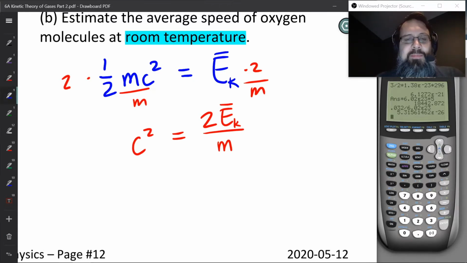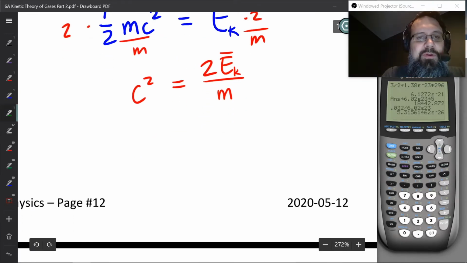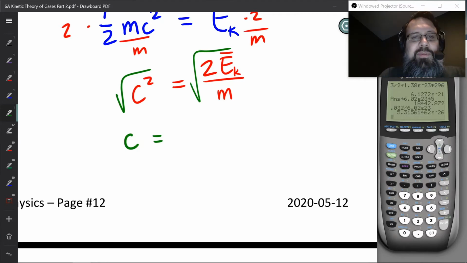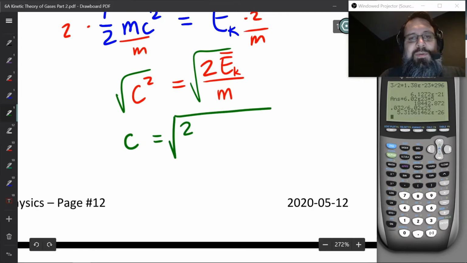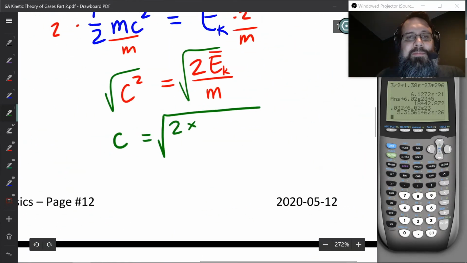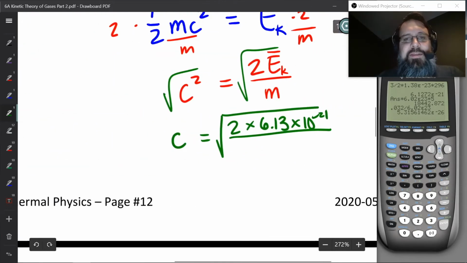And so now we'll just go ahead and plug that in and see what happens. So I'll do that right now down below. I'm going to write c equals 2, and I'm not going to write the squared because I'm about to take the square root of both of these things. So the square root of 2 times our average kinetic energy, 6.13 times 10 to the negative 21, divided by the mass that we just found over here, 5.32 times 10 to the negative 26.